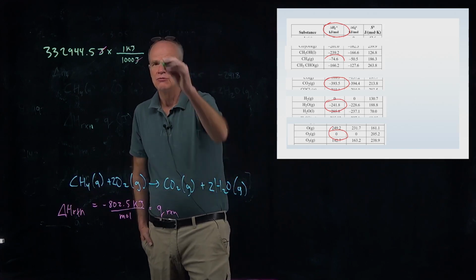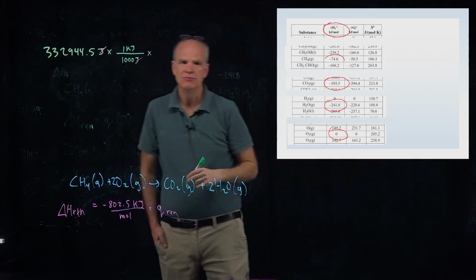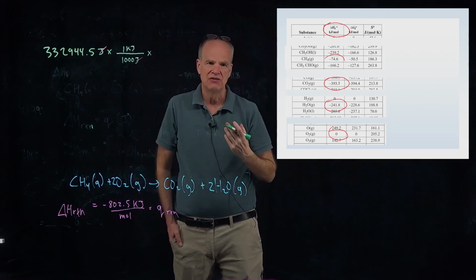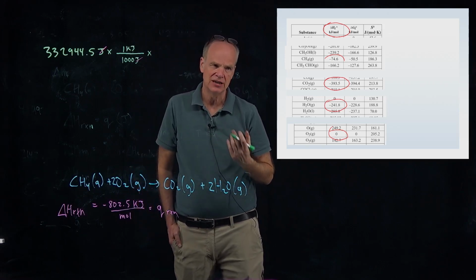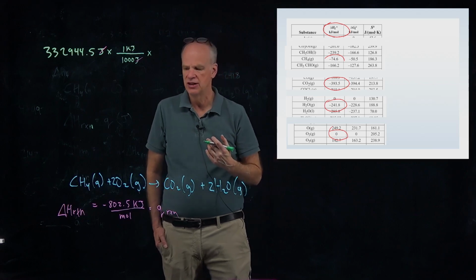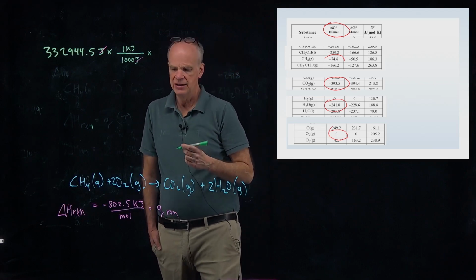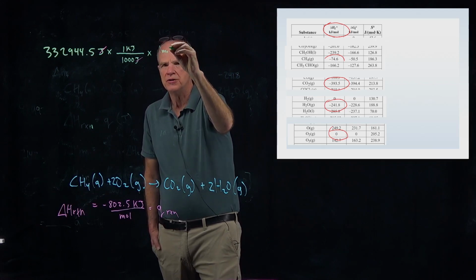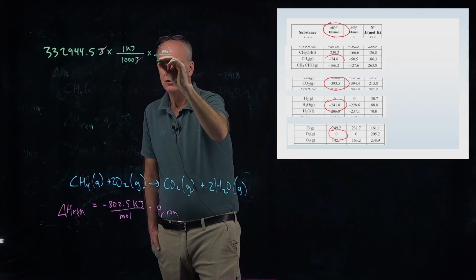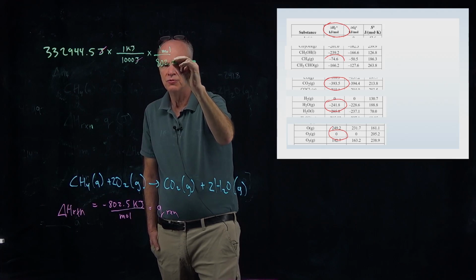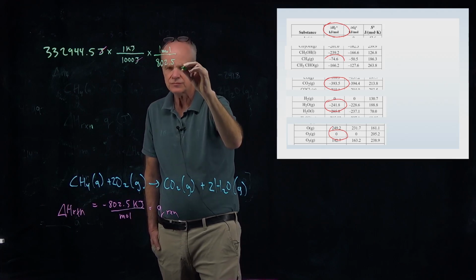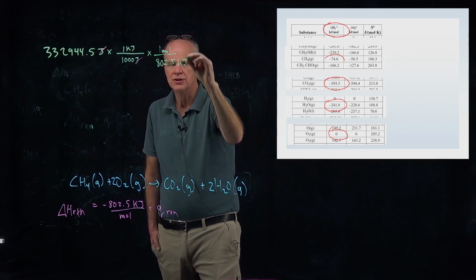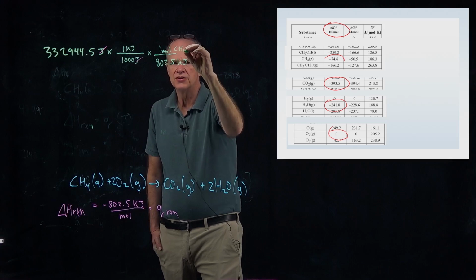And so we can leave out the negative sign because in the end, if you have a mass in grams, you're not going to have a negative sign. So we can just leave out the negative sign. Let me go ahead and put this information here. So we want 1 mole over 802.5 kilojoules. And it'll be, again, 1 mole of methane.